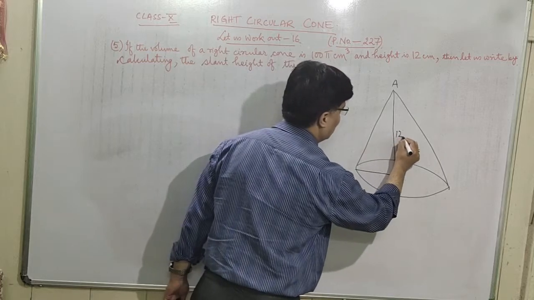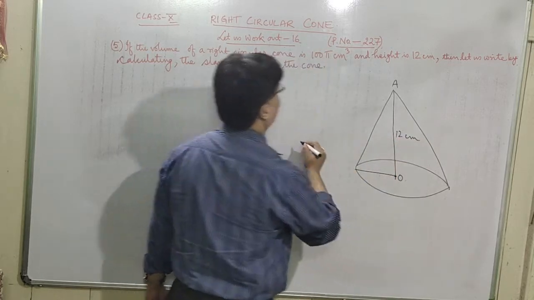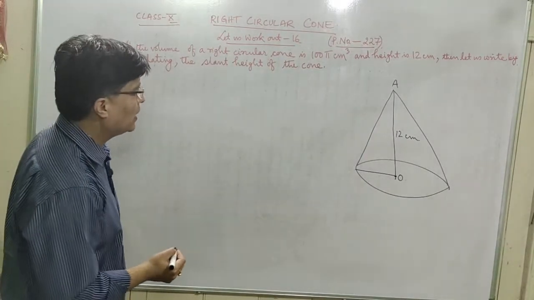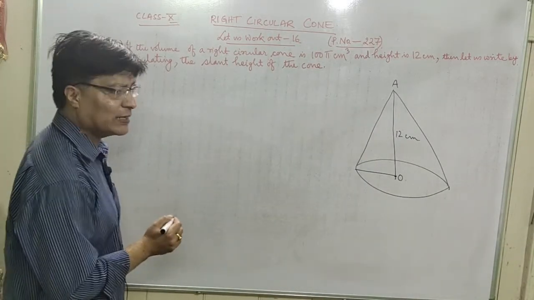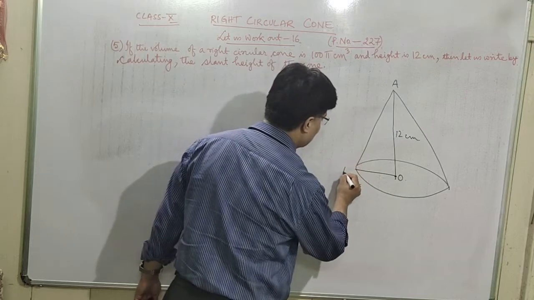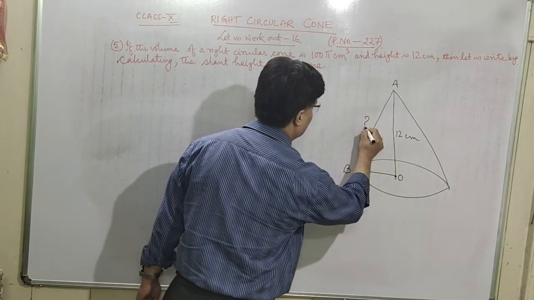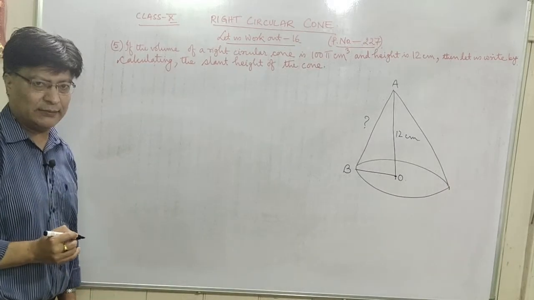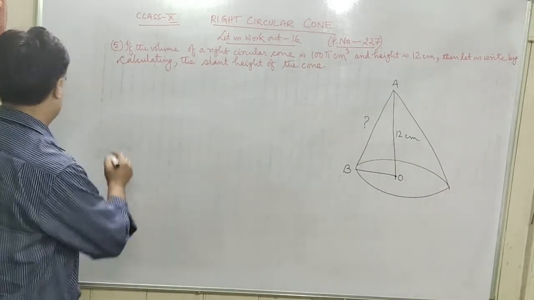What is the height of the cone? It is 12 centimeter. And what is the volume of the right circular cone? It is 100 pi centimeter cube. And you have to find out the slant height of the cone. Slant height means this AB is the slant height of the cone. You have to find out this slant height AB. So let us find it.